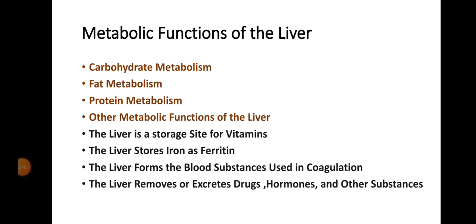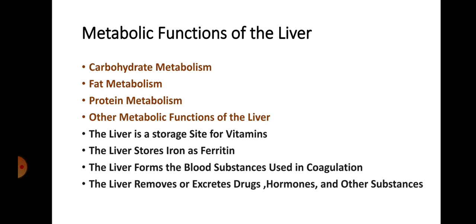Now let's talk about fat metabolism. Although most cells of the body metabolize fat, certain aspects of fat metabolism occur mainly in the liver. 1. Oxidation of fatty acids to supply energy for other body functions. 2. Synthesis of large quantities of cholesterol, phospholipids, and most lipoproteins. 3. Synthesis of fat from proteins and carbohydrates.